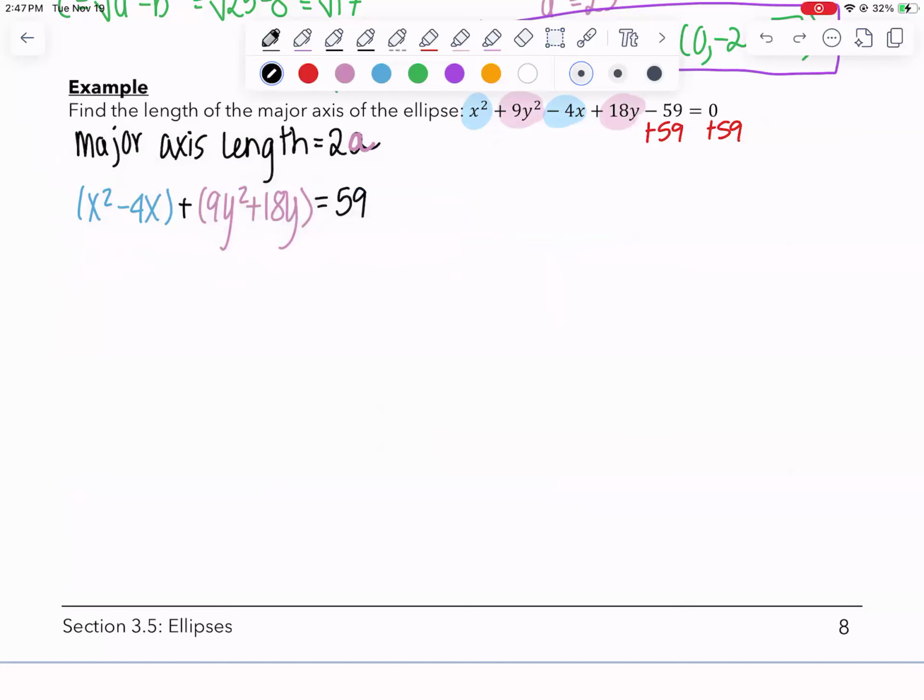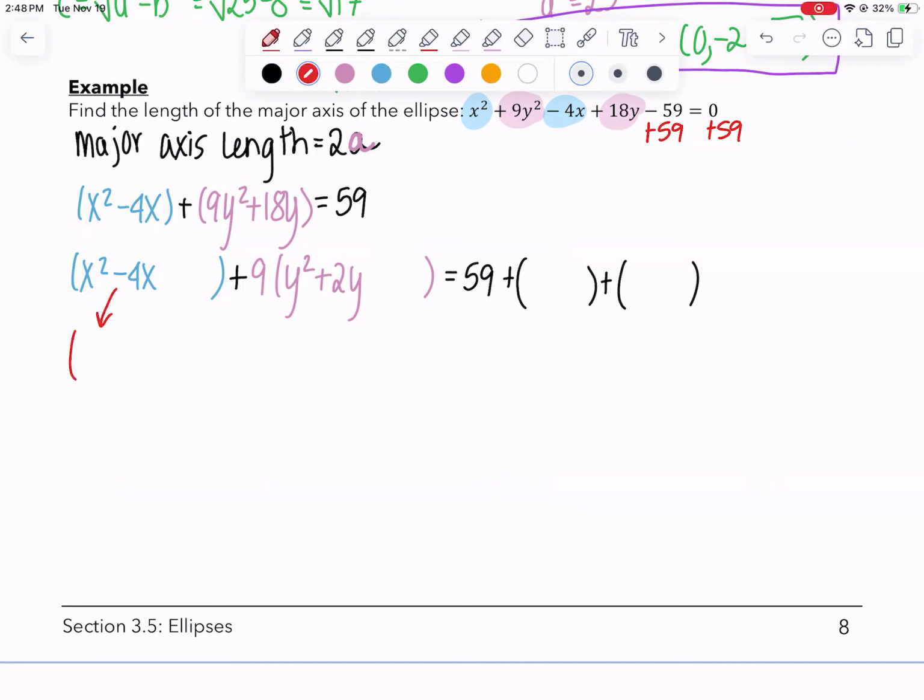We'll do it by hand. X squared minus 4x, leave a space to complete the square, plus, I'm going to factor 9 out. 9, in the parentheses, y squared plus 2y, leave a space, because we're going to complete the square, is equal to 59. Right. You're going to add one number, then you'll add another number, because you'll be completing the square twice.